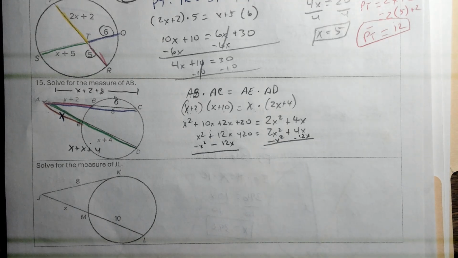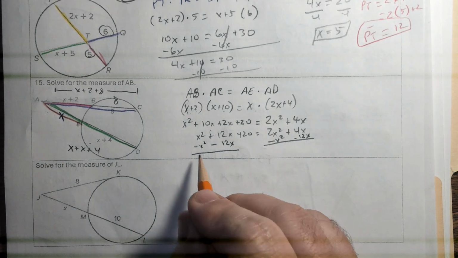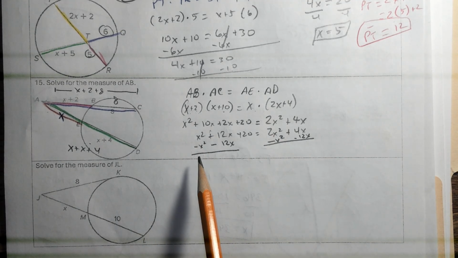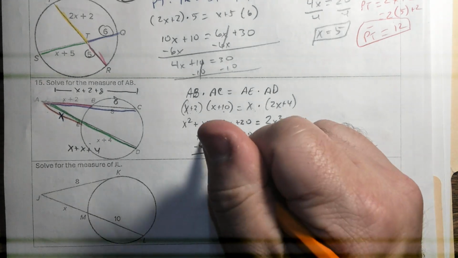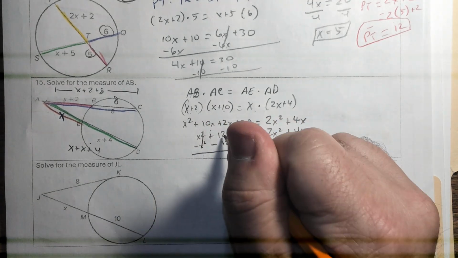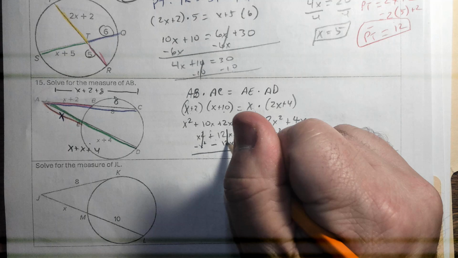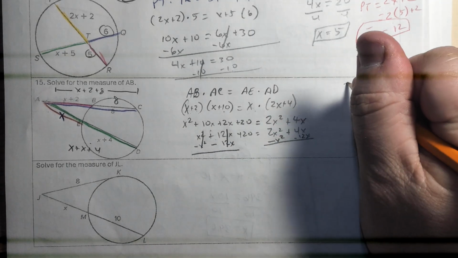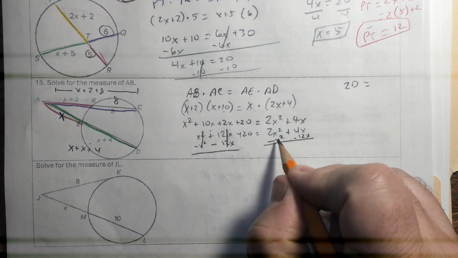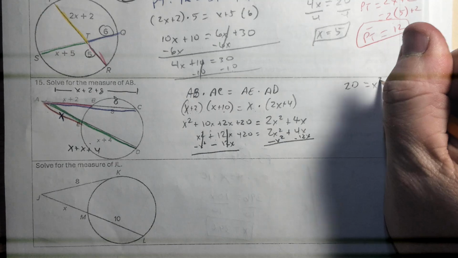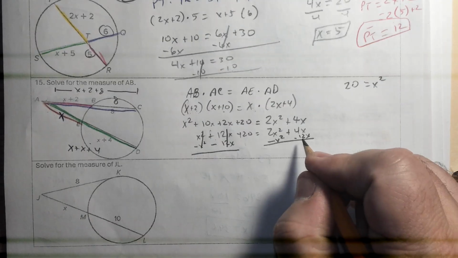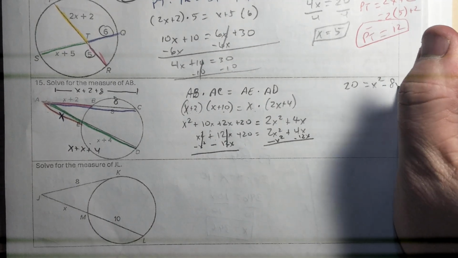Okay, and we're going to move it up here. So x squared minus x squared, those cancel. 12x minus 12x, those cancel. So it's 20 equals, so 2x squared minus x squared is x squared. 4x minus 12x is negative 8x.